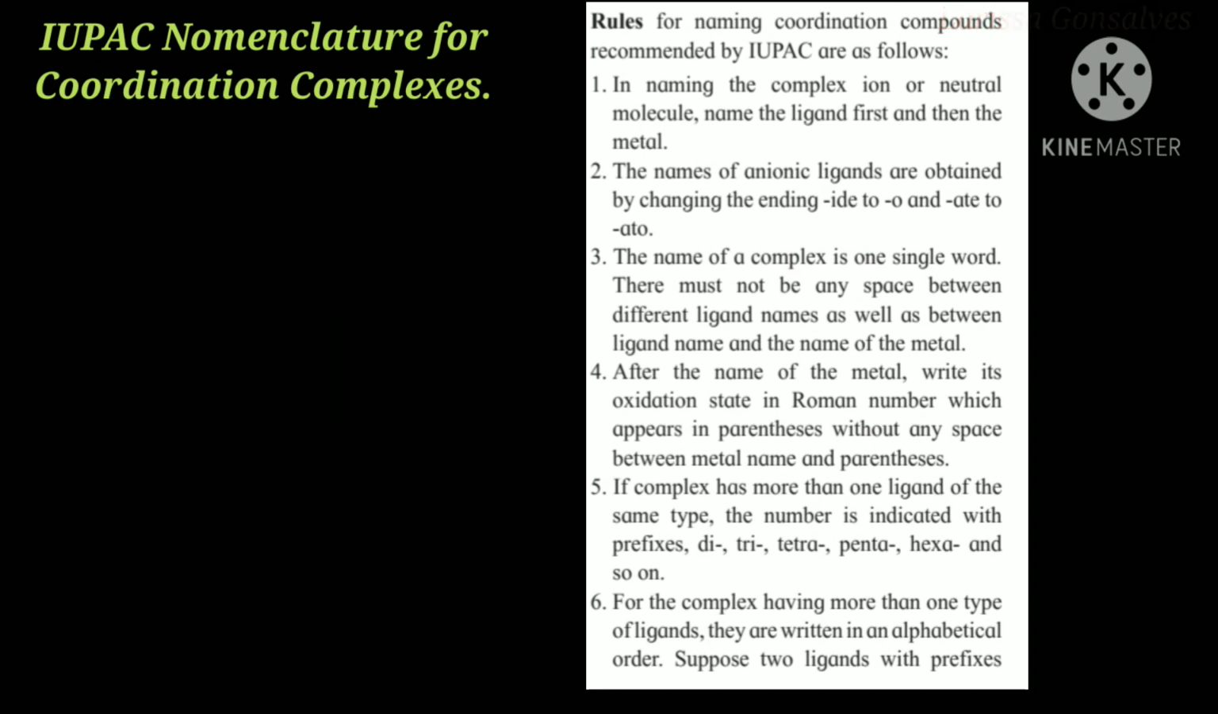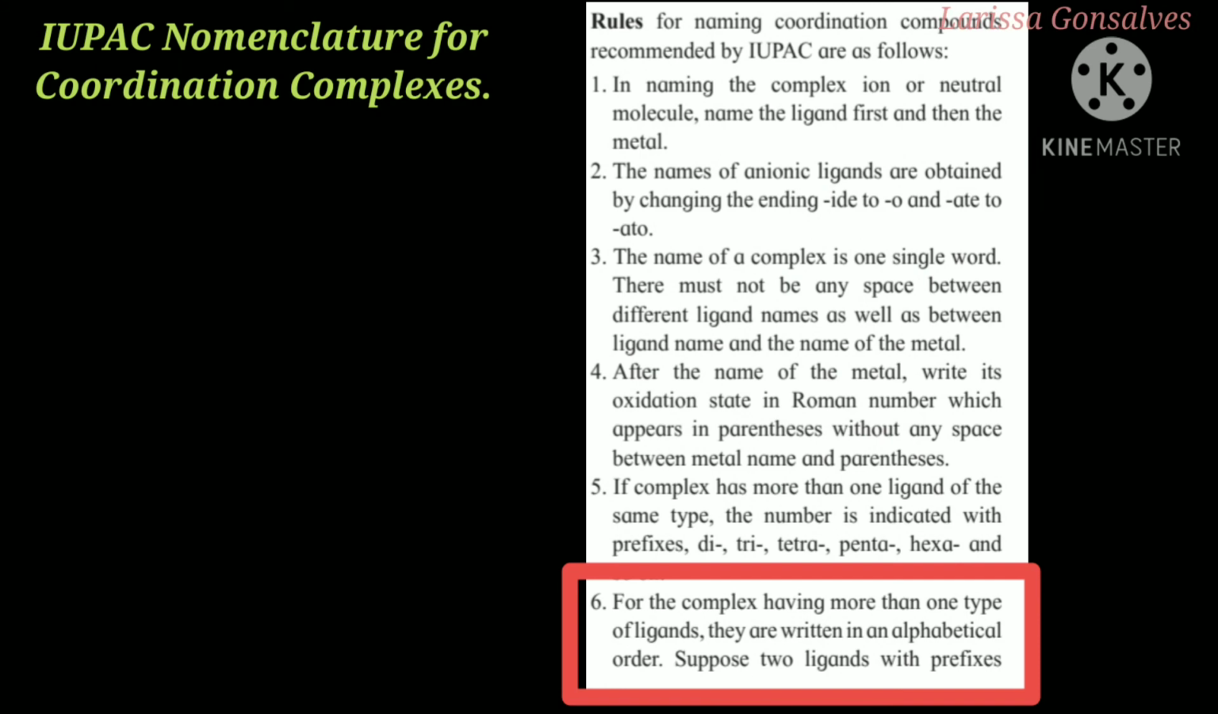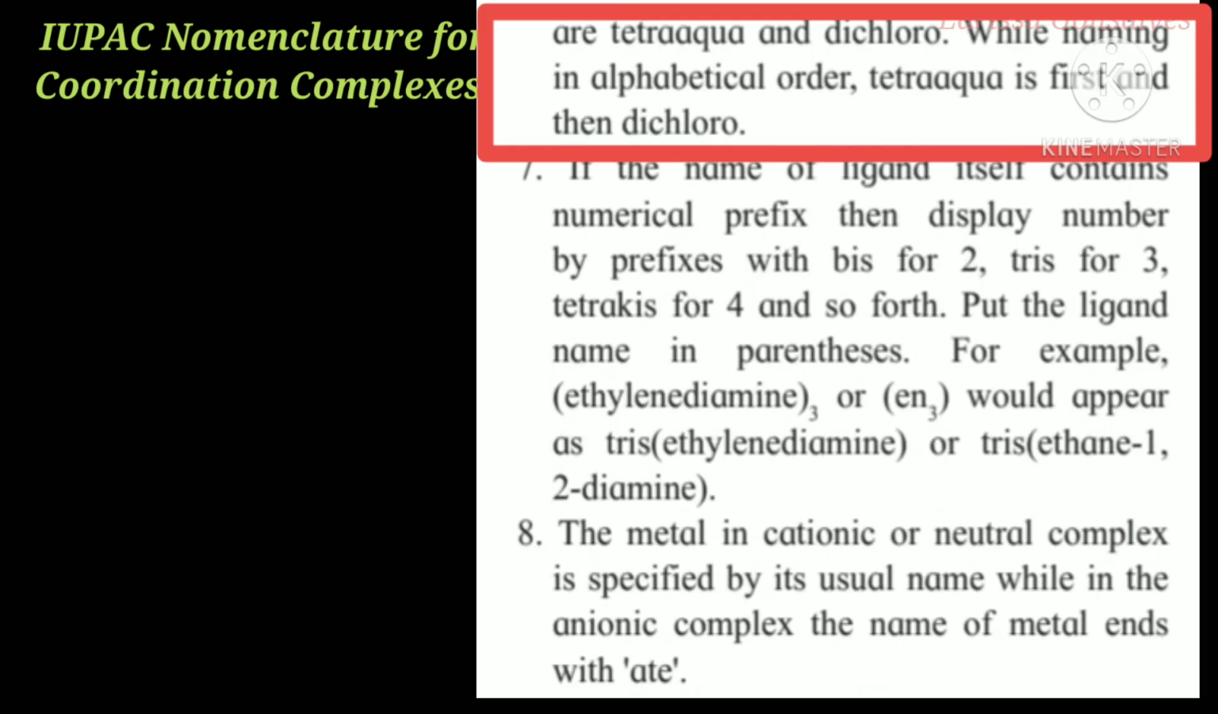The next rule explains the same, that is, for the complex having more than one type of ligands, they are written in alphabetical order. Suppose 2 ligands with prefixes tetraaquo and dichloro, then while naming in alphabetical order, we have to write tetraaquo first and then dichloro. We are not going to take the number of ligands first, the name of the ligand is considered, that is aquo and chloro. We are not going to consider tetra and di.